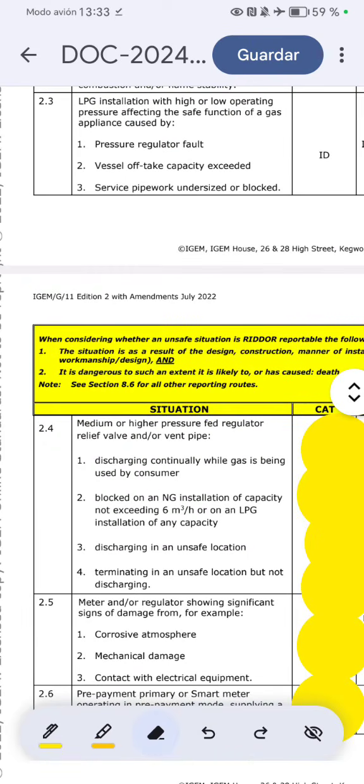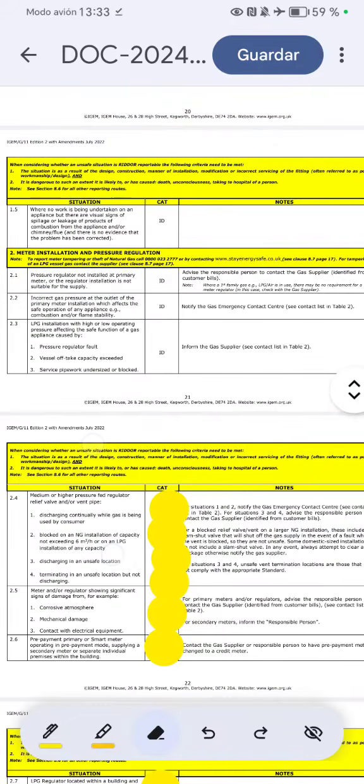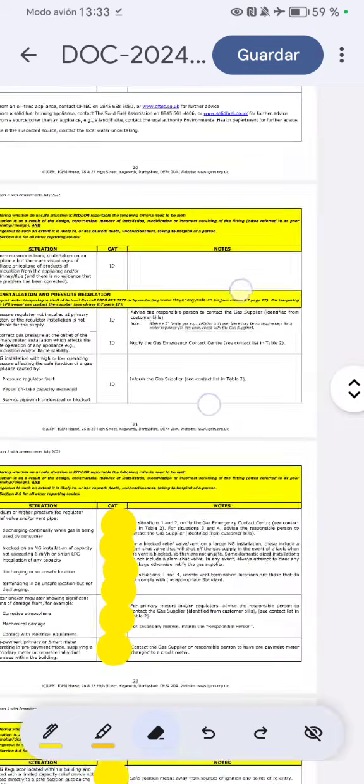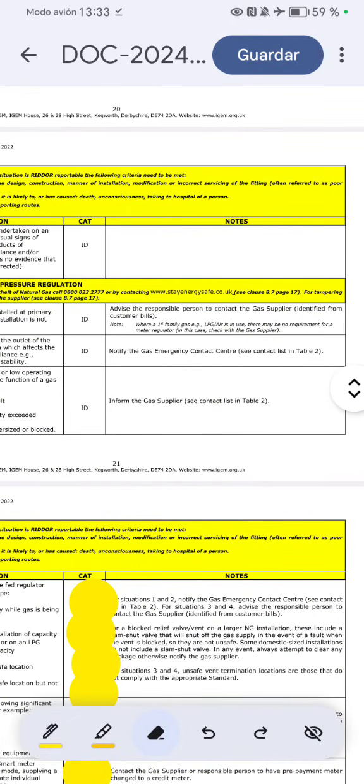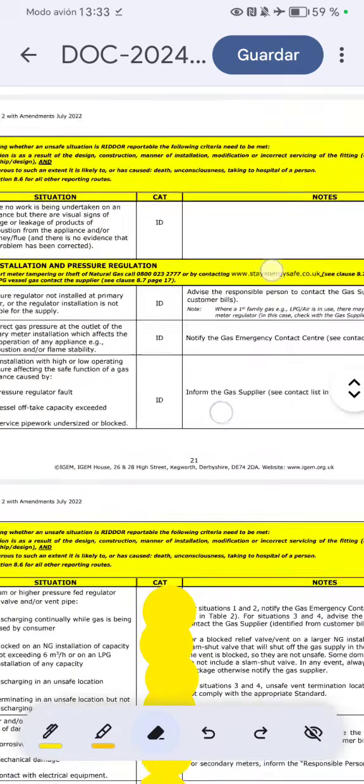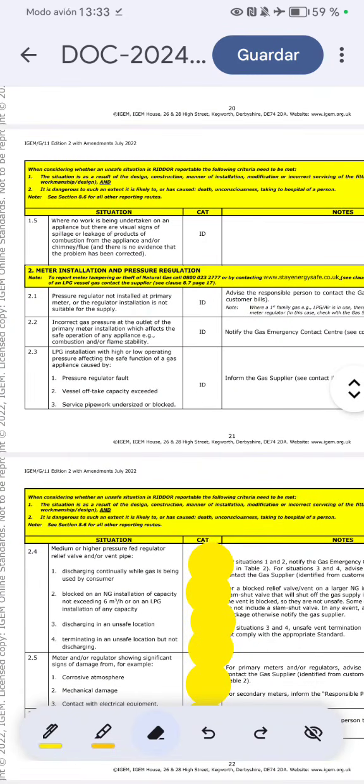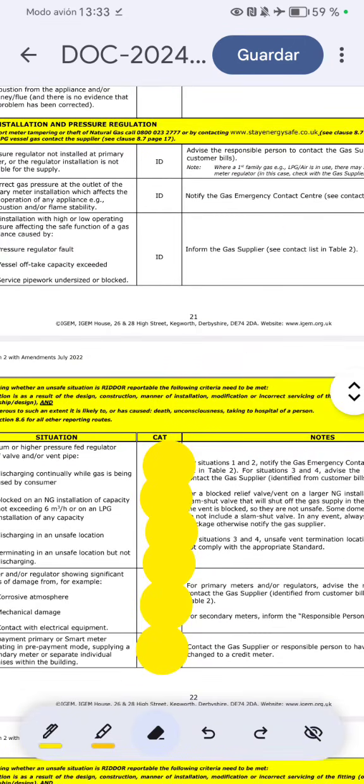2.4. Medium or higher pressure fed regulator relief valve and/or vent pipe. So let me show you these notes on the side here. Additional things that you should do: inform the gas supplier. This ID should notify the gas supplier, advise the responsible person to contact the supplier, identify customers' bills. Yep, that's for this one here and so on. So read through the notes as well.